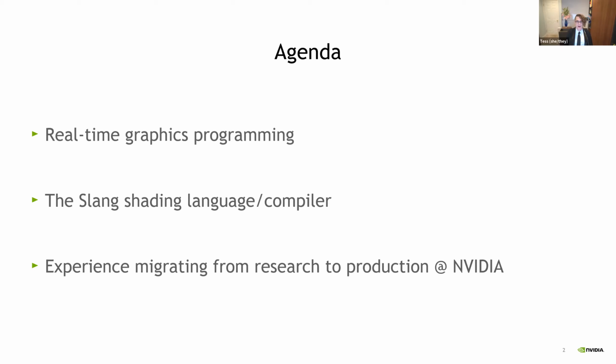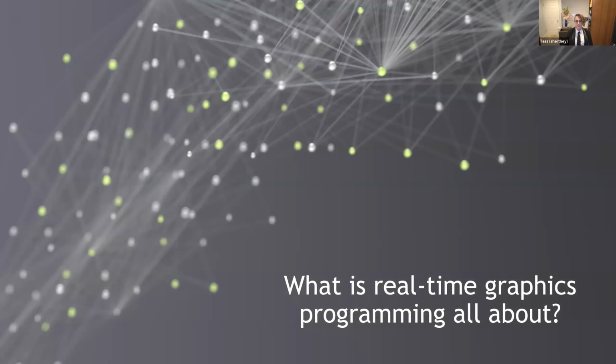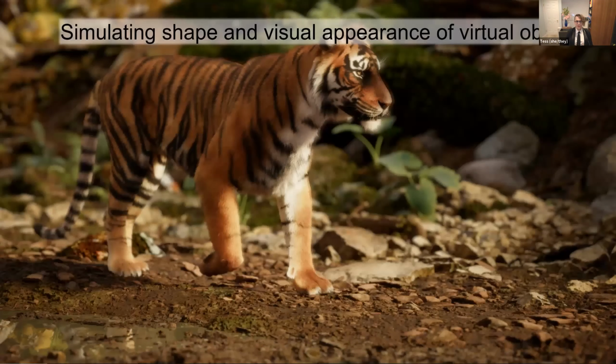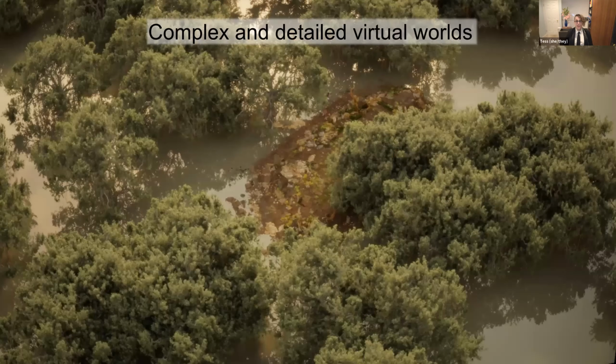So to start with the top of this agenda, I want to start with the question of what is real-time computer graphics all about? And at the largest scale, it's really about simulating the shape and visual appearance of virtual objects, right? Which means simulating the physics of light in the context of complex and detailed virtual worlds.